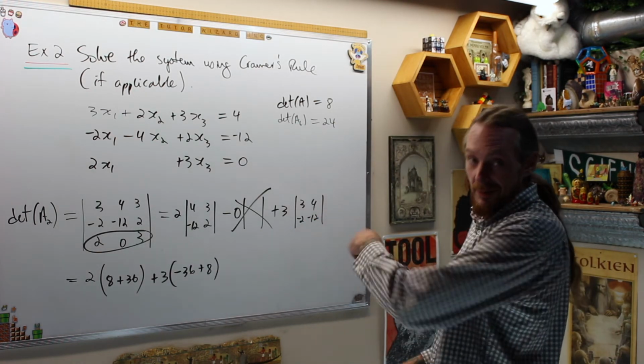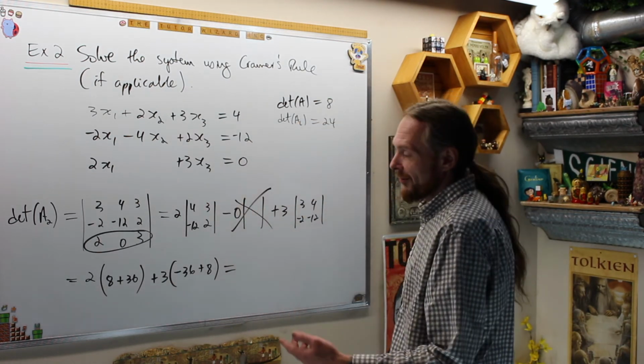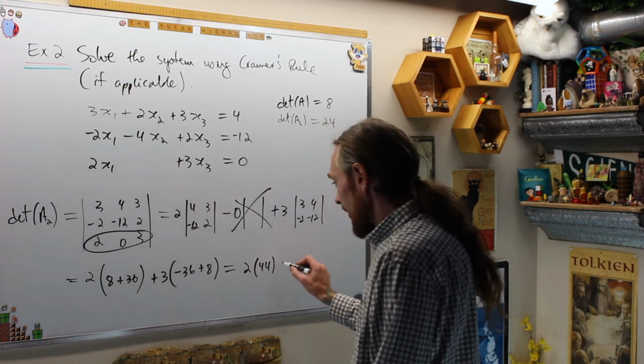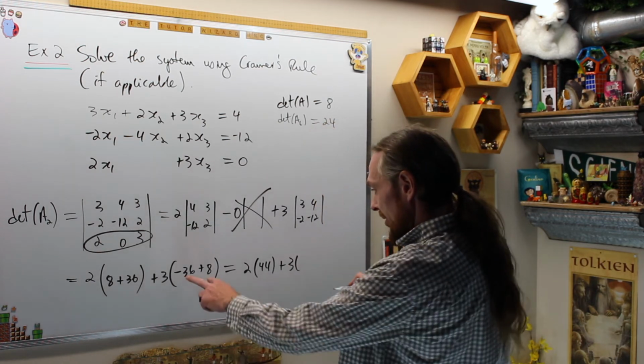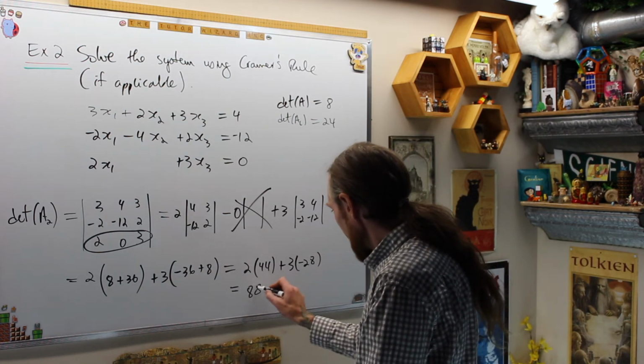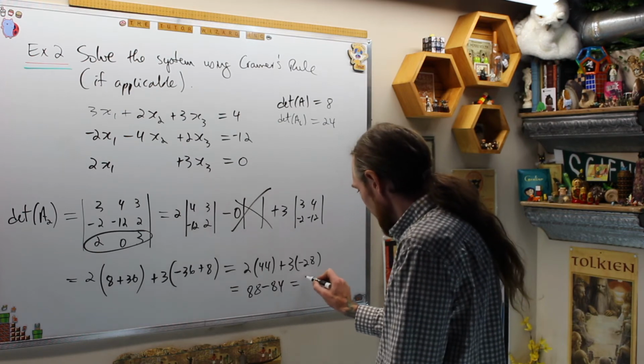Don't do it in your head. Write the steps down, but I'm a wizard, so I can do them in my head. I'll probably get them wrong that way. A wizard will still do that. This is going to give me 2 times 44 plus 3 times -28, which is 88 minus 84, which is 4.